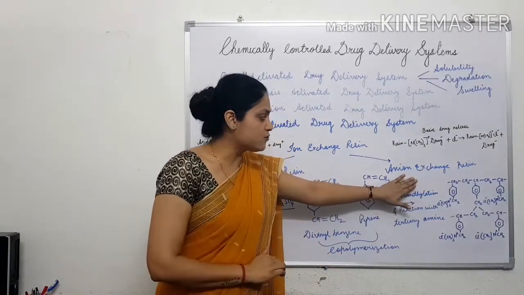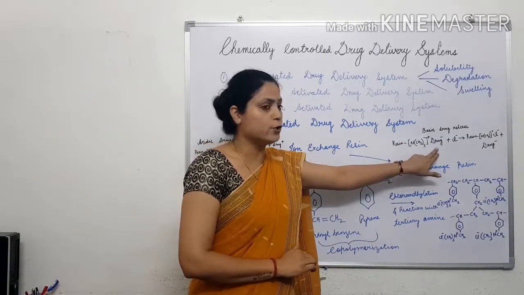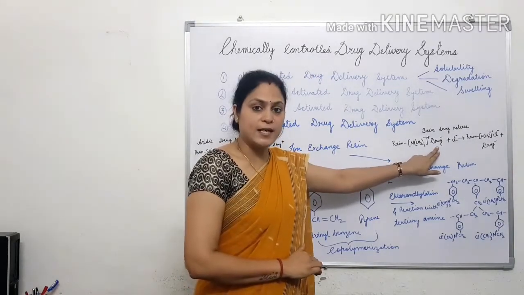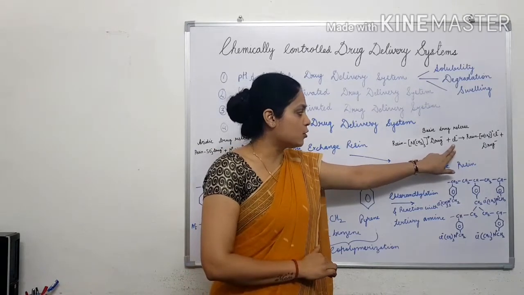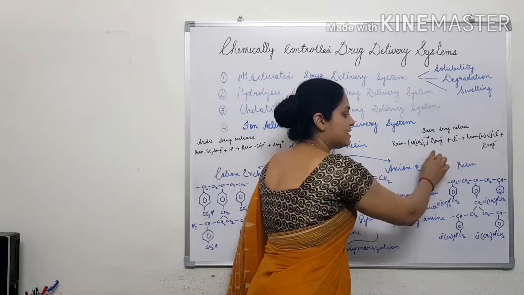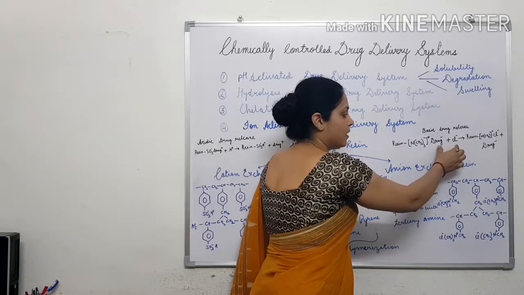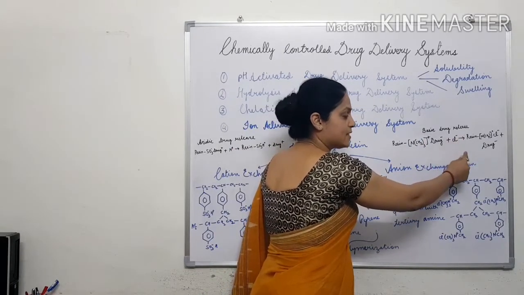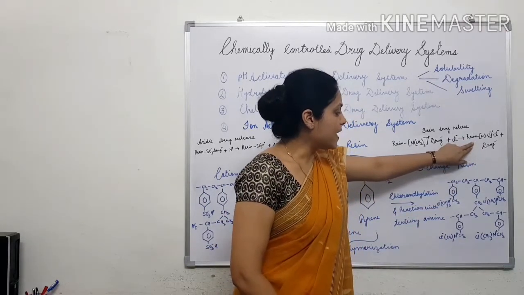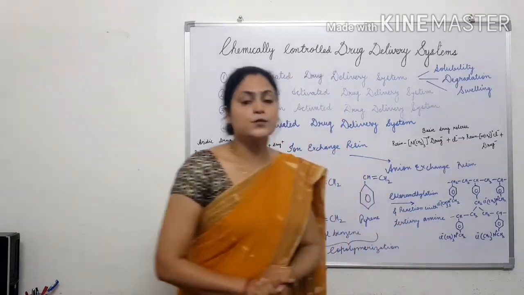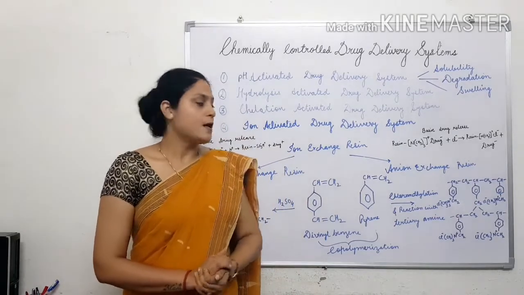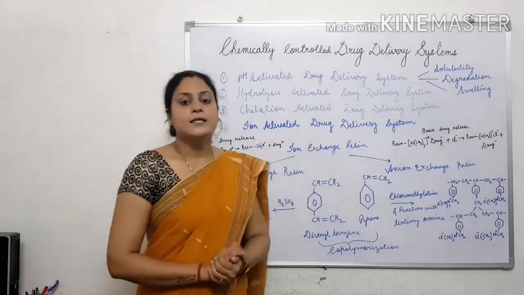These anion exchange resins, when complexed with an anionic drug molecule and administered, upon reaching the GIT where chloride ion is present, the drug can be easily exchanged with the chloride ion and the drug is released. And this again results in the formation of anion exchange resin. So this is the mechanism of drug delivery through the ion activated drug delivery system.